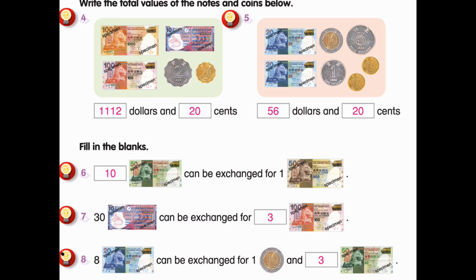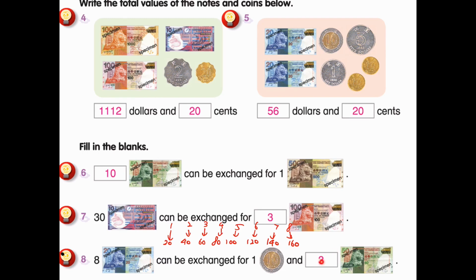Question 8. We have 8 $20 notes, and we'll do the skip counting. 20, 40, 60, 80, 100, 120, 140, 160. So we have one $20 note, 2, 3, 4, 5, 6, 7, 8. There. The 8 $20 notes, the value will be $160. And this amount can be exchanged for one $10 coin and how many $50 notes.